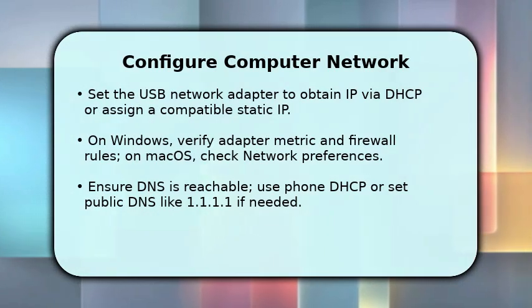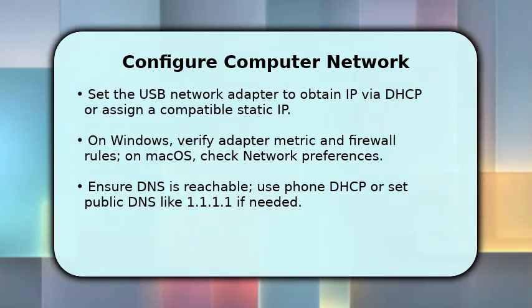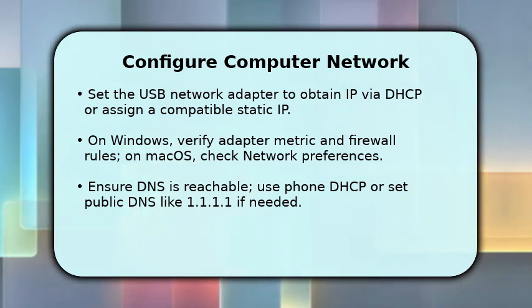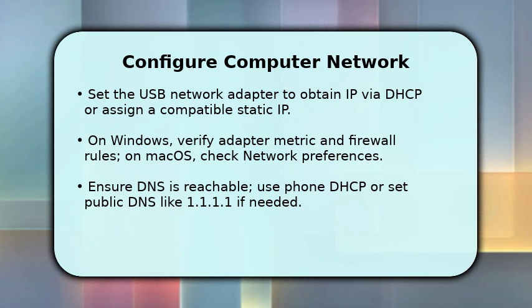Next, you configure the computer so the phone's internet is usable. This is the critical middle work. If DHCP is active, the phone usually assigns IP and DNS automatically, but you may need to set a static IP in the same subnet when DHCP fails.